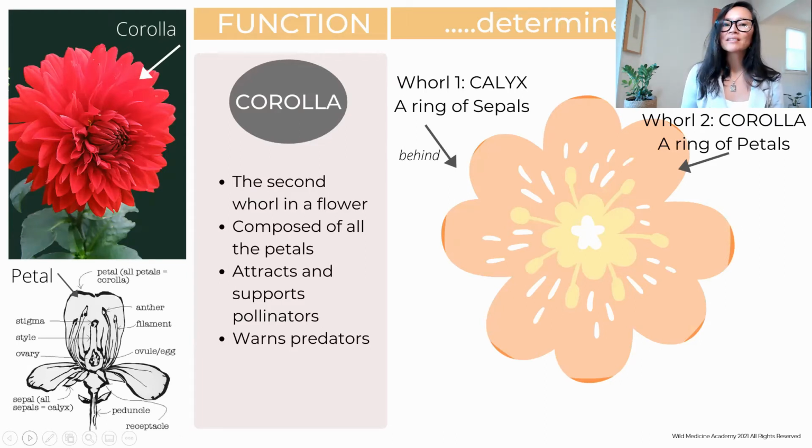And in some cases, the colors of petals can be a really good indication to the animal kingdom, insects, that a particular plant could be poisonous. So it sometimes can be there as a warning mechanism as well.